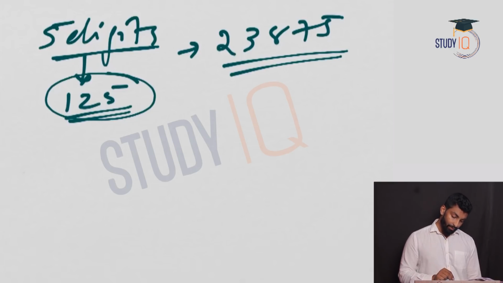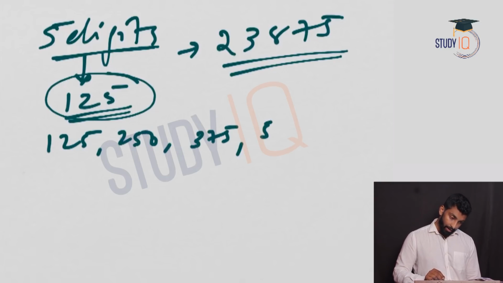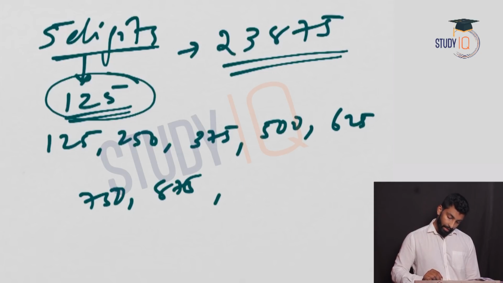So if that is the case, let's see what the possible last 3 digits are, right? 125, then 250, then 375, 500, 625, 750, 875, then 1000.